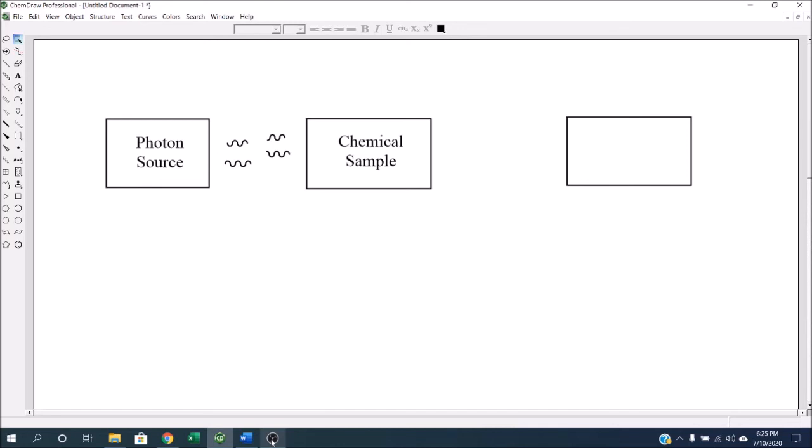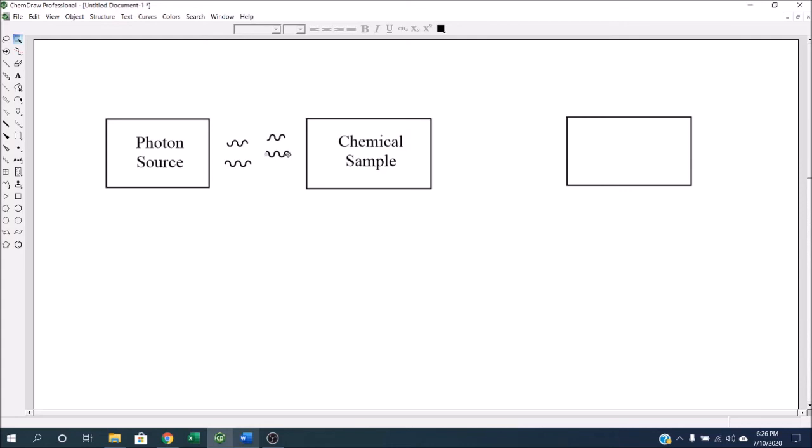Unlike mass spectrometry, both UV-VIS spectroscopy and IR spectroscopy involve a design where you have a photon source. If it's UV-VIS spectroscopy, it'd be a source of UV-VIS photons, or if it's IR spectroscopy, it would be a source of IR photons, and those photons are fired by some type of flashlight, essentially, at a chemical sample.